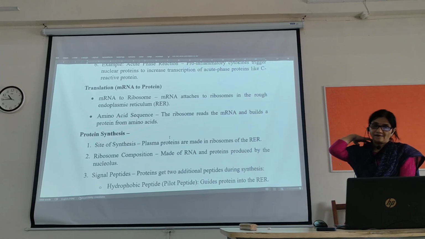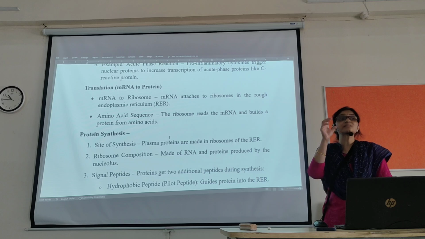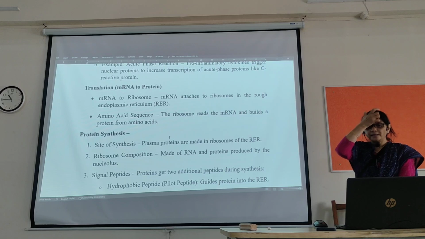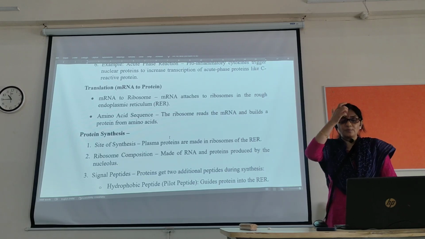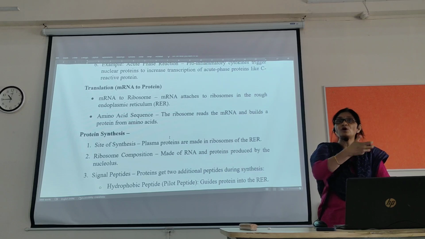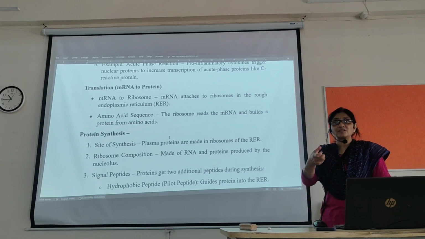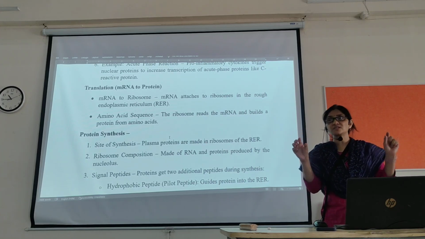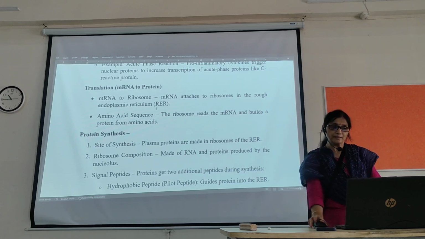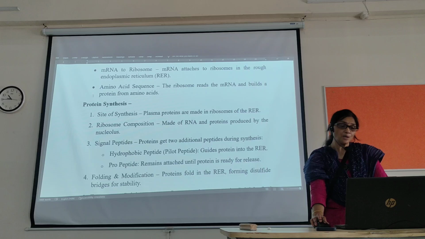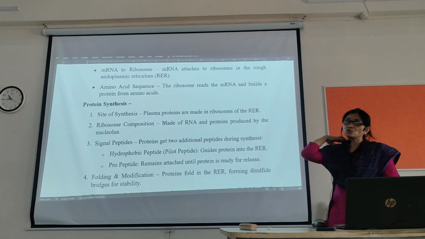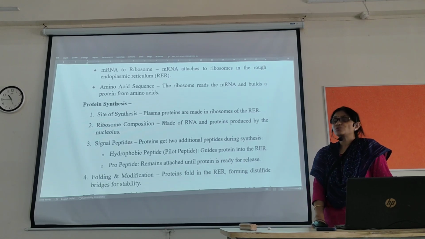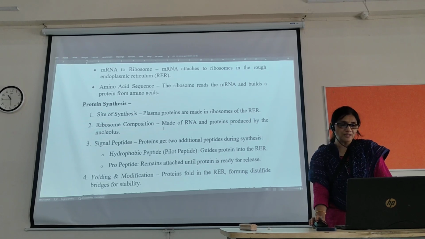ओके, सो आफ्टर दॅट दिस अमिनो ऍसिड सिक्वेन्स तयार होतो. So the ribosome reads the mRNA and builds a protein from amino acids. म्हणजे mRNA जो असतो तो जी इन्फॉर्मेशन कॅरी करून आलेला असतो, त्याची तिथली इन्फॉर्मेशन राइबोसोम रीड करतात आणि मग अमिनो ऍसिड सिक्वेन्स जो असतो तो तयार होतो. Okay, so this is the translation and after that protein synthesis occurs. So the site of this synthesis, that is, plasma proteins are made in the ribosomes of the RER, that is the rough endoplasmic reticulum.